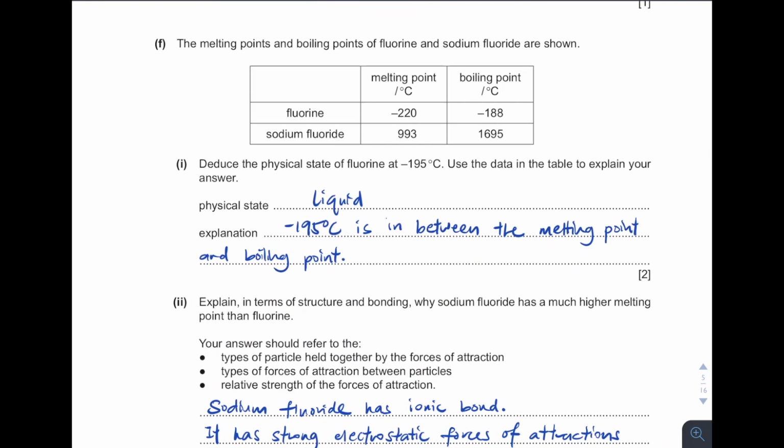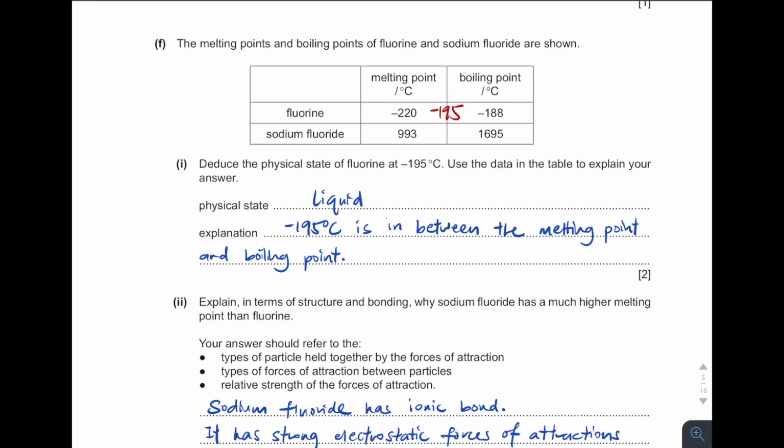Deduce the physical state at -195. You see, -195 is placed in between the melting point and boiling point. So from here we know that the state is liquid. Explain. Then you have to mention why it is liquid.